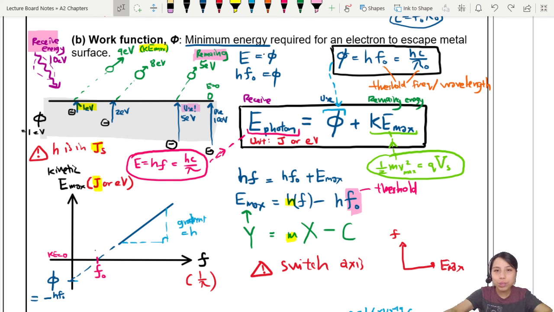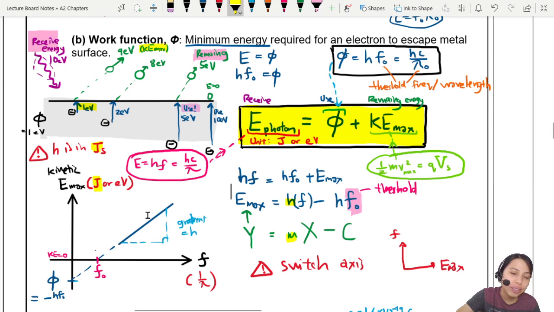Okay, so that's all the main things you need to know. Remember, the main player is this Einstein equation. Know how to calculate it, know what it means, and of course, know how you can manipulate this to create all kinds of graphs, find gradient, find intercept, change gradient, change intercept.